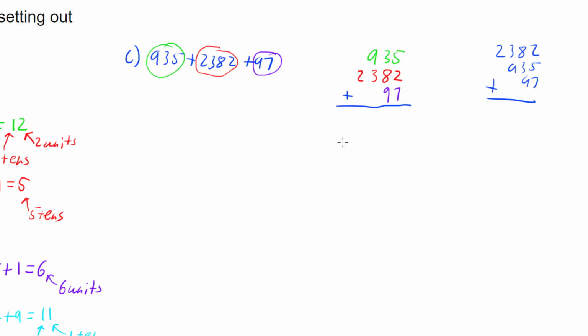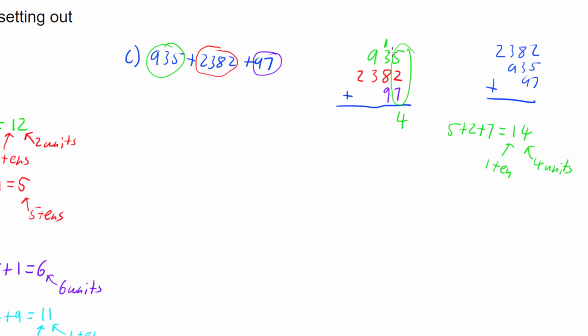So let's do this. We have our first addition, which is going to be 5 plus 2 plus 7. Well, 5 plus 2 is 7. 7 plus 7 is 14. We're in the ones column, so this represents 4 units or 4 ones. And we've got 10. So we carry that 10 to the next column, and we have our 4 units.